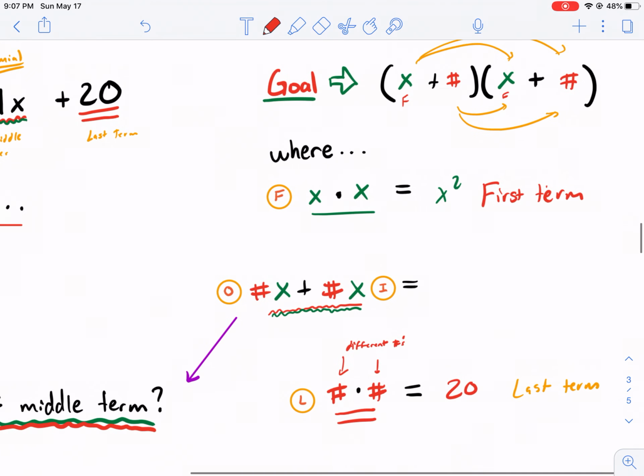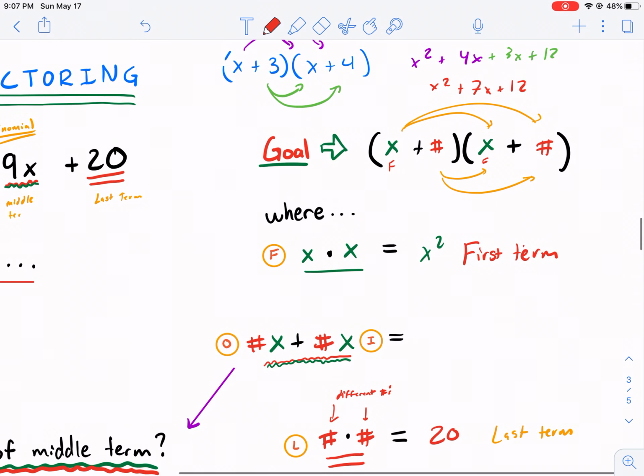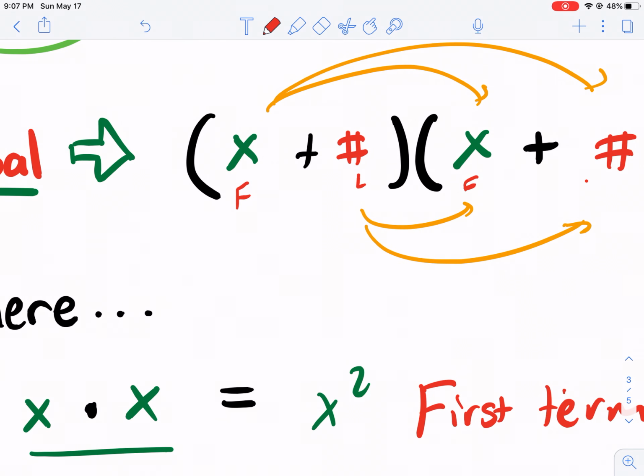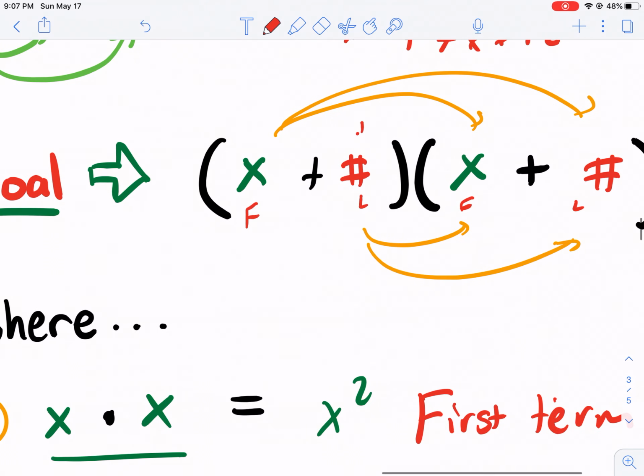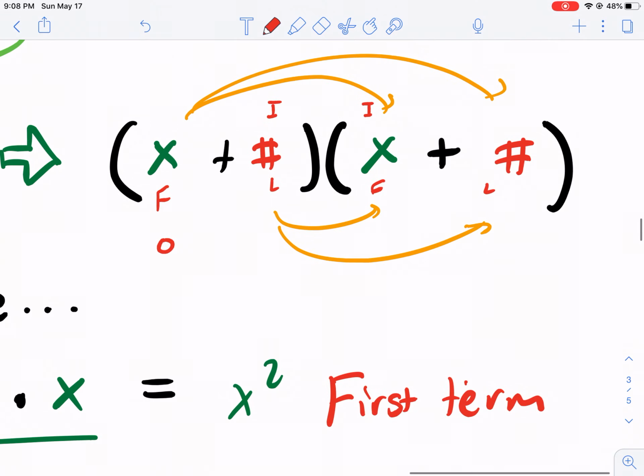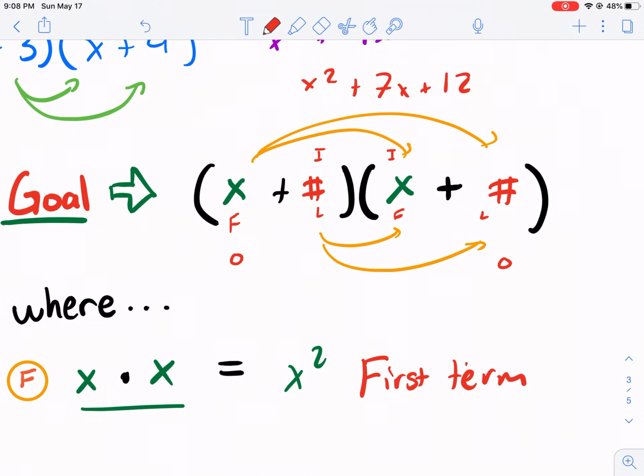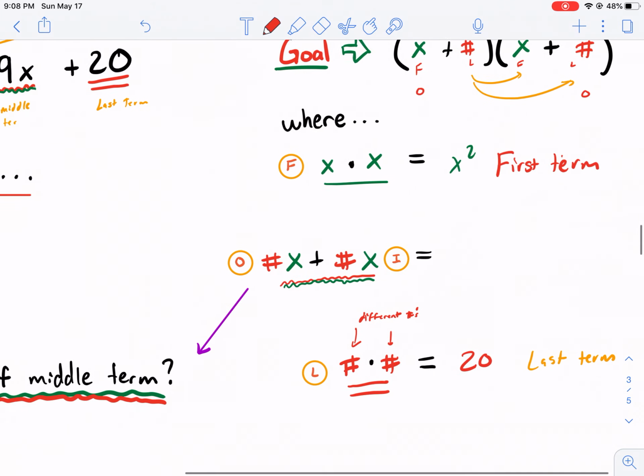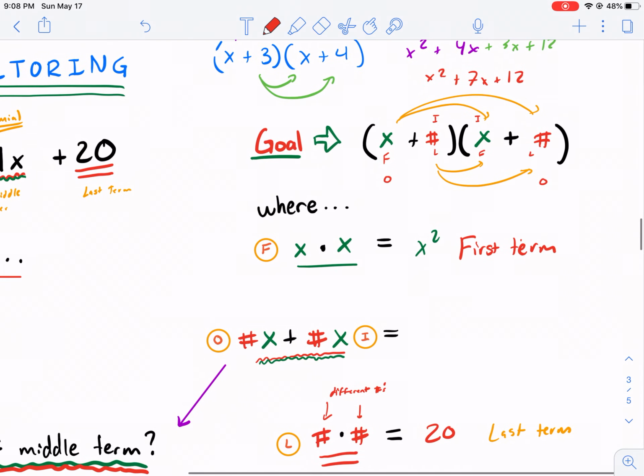Now, we have the outside and inside. We already did first times first, last times last. Now we have the inside and the outside terms still to go when we do our foiling. So what do we do with those? Well, when we do the first and outside, we end up with the x times some number and then the other x times some different number. Again, these numbers can be different numbers.